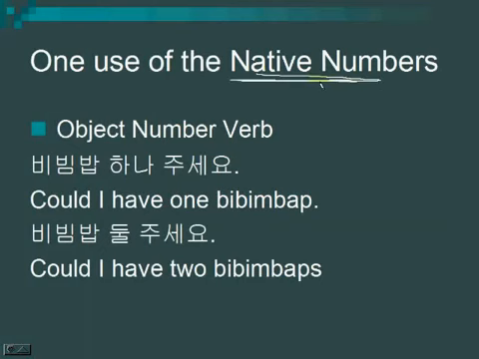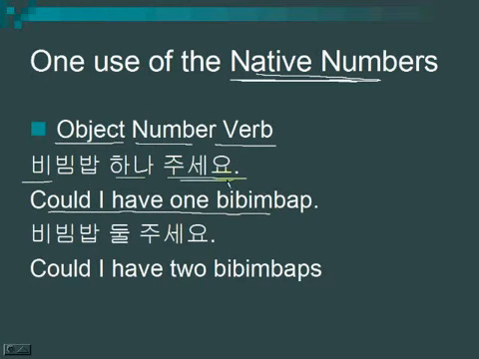So one use of the native numbers is asking for things. And here's what you want to do. Object, number, verb. So if you want to say, could I have one bibimbap? What you want to say is bibimbap 하나 주세요. So 주세요 is polite form of 주다. If you want to have two, you can say bibimbap 둘 주세요. So bibimbap 하나 주세요. 갈비 하나 주세요. Whatever 하나 주세요. So please give me one.